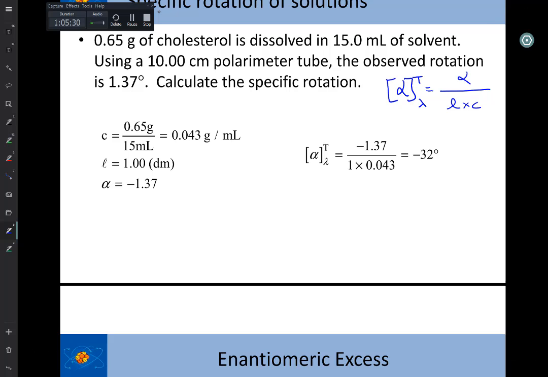So what I'm looking for is the specific rotation, right? That's this number here. So it's really just a plug and chug. You've got to put everything in. Now, the concentration: all you have to do is take 0.65 and divide it by 15. A lot of times when you're seeing these, they say to multiply it by 100 so that it's number of grams per 100 milliliters.